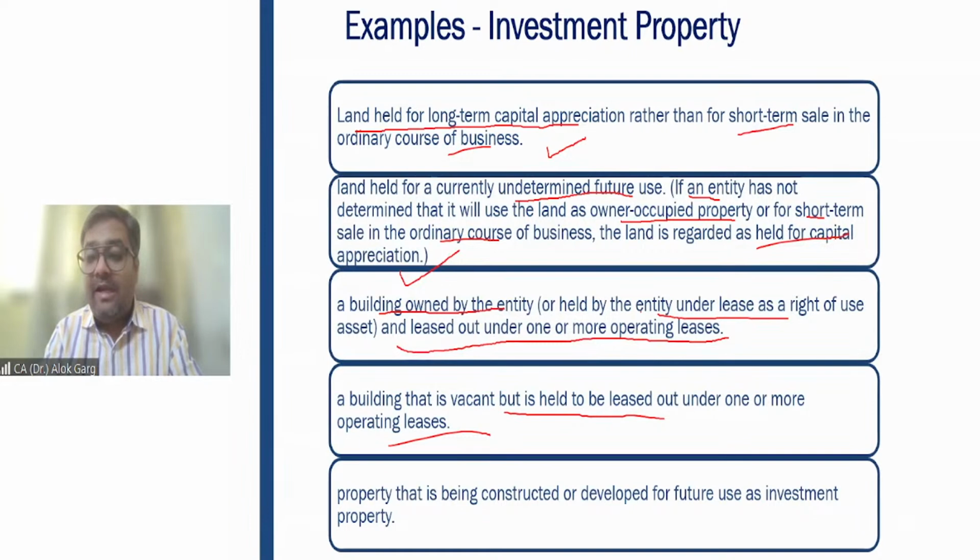The company has bought a land and the company is constructing a building on that land, but the intent of this building is to hold it for the purpose of rental. Or the company will construct the building and the company will sell this building in future for the purpose of capital appreciation. So in that case, if a land and building is getting developed for future use as an investment property, meaning rental or capital appreciation, it is also an example of investment property.